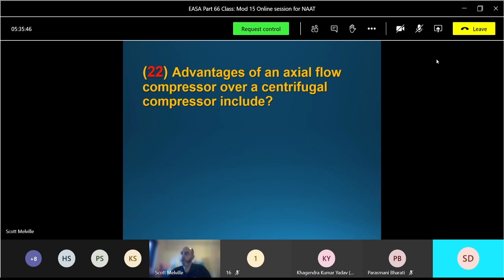2. Advantages of an axial flow compressor over a centrifugal compressor include what? So what are some of the advantages of an axial flow compressor? There's quite a few, but we'll put a few up. To make the engine more efficient. More efficient, yeah. Lower frontal area. Good, yeah, low frontal area. Anything else?